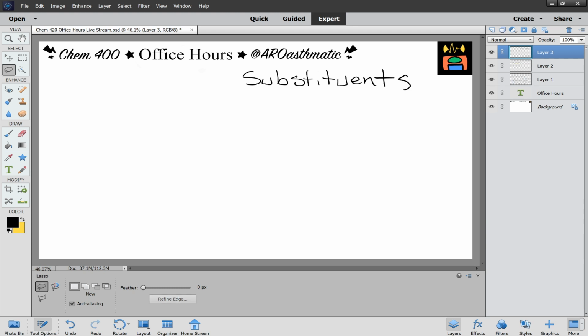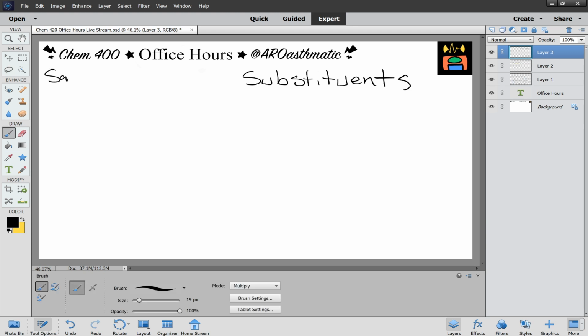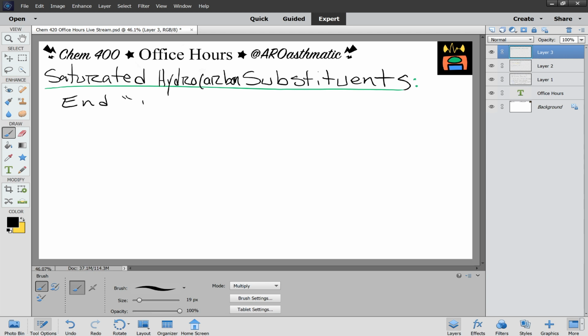When we're talking about isopropyl, isobutyl, we are talking about saturated hydrocarbon substituents. They all end in -yl. So methyl is 1 carbon, ethyl is 2, propyl is 3.